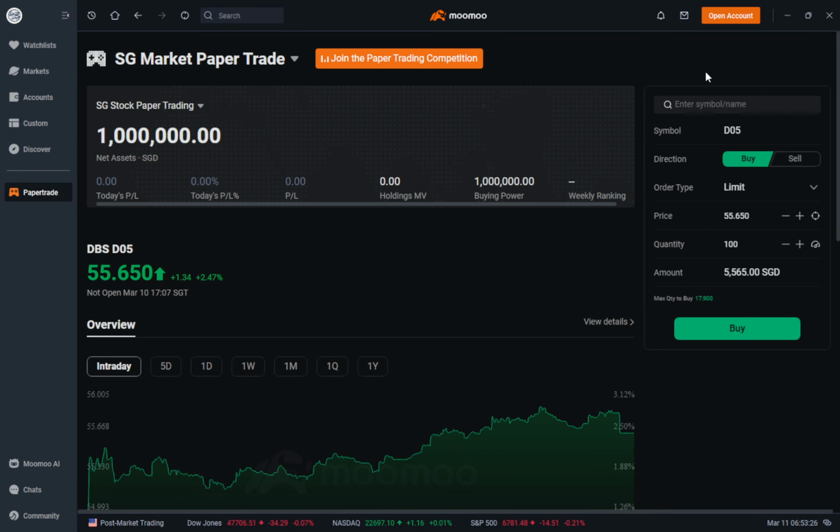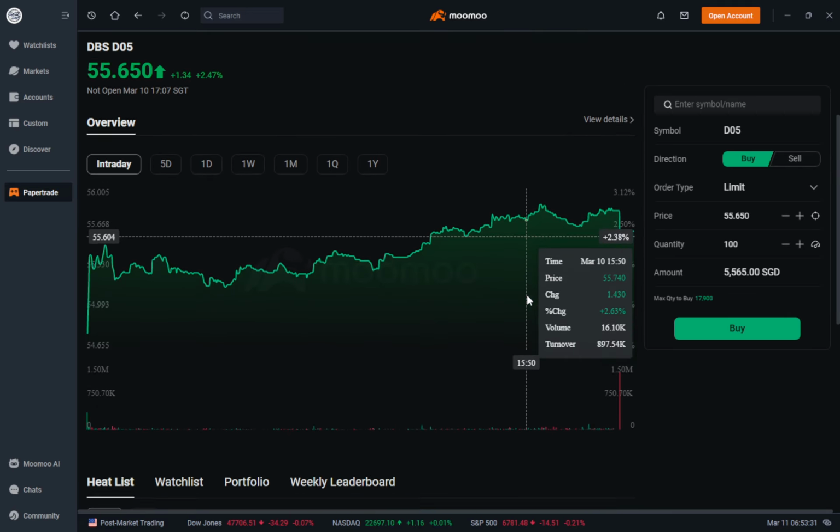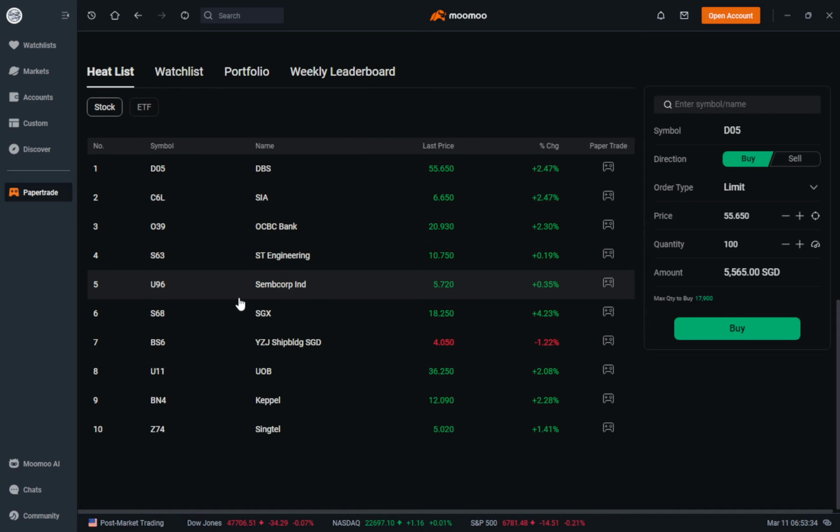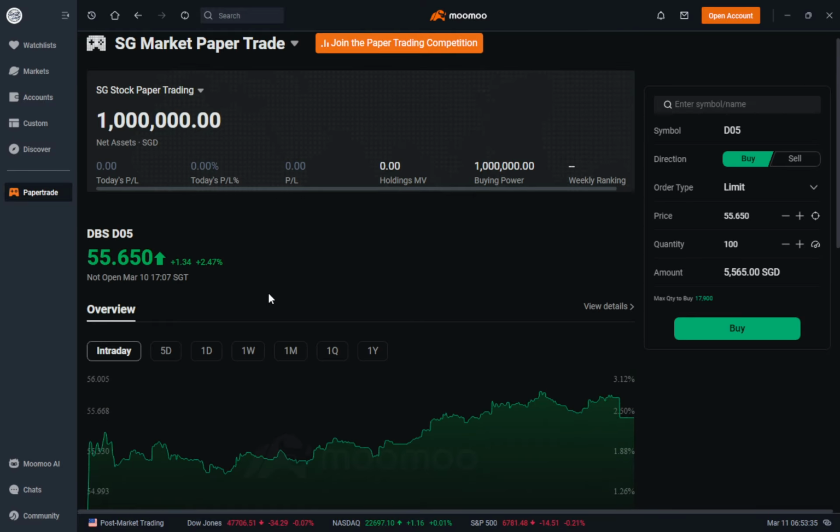If it's your very first time, the platform will prompt you to open a paper trading stocks account. You'll also be asked to choose the market you want to simulate, such as US stocks. Pick the market that matches where you want to practice. After this quick setup, you're ready to place simulated trades just like you would in the live trading interface.